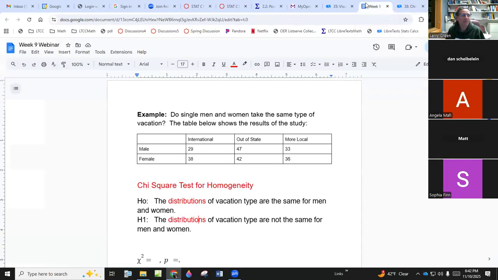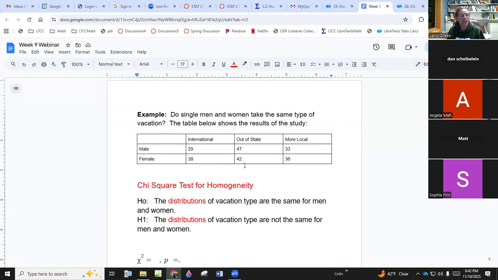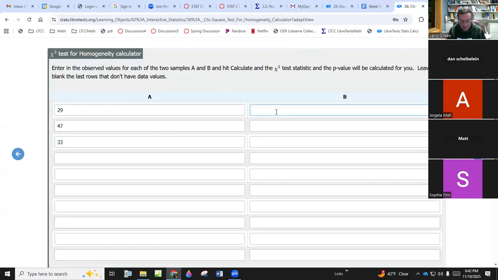So now we just look at it, and we have the males are 29, 47, 33. And the females were 38, 42, 36. Any questions on entering the values into the calculator?